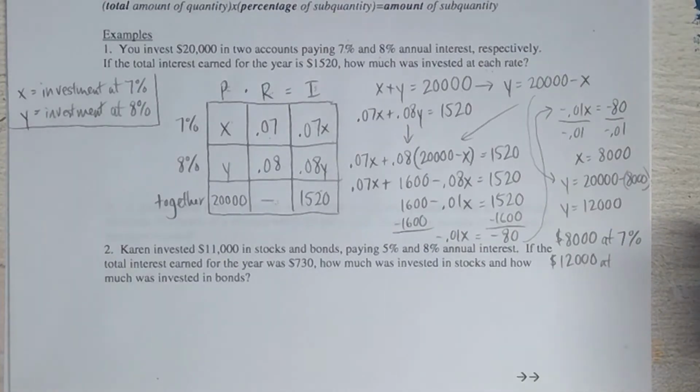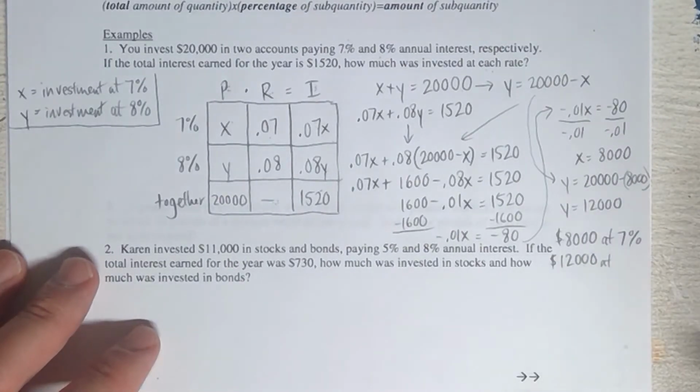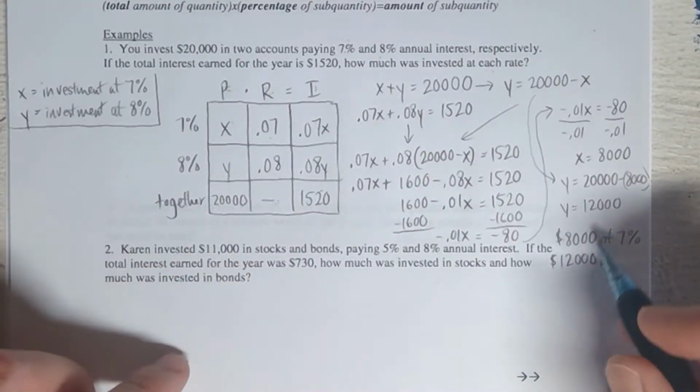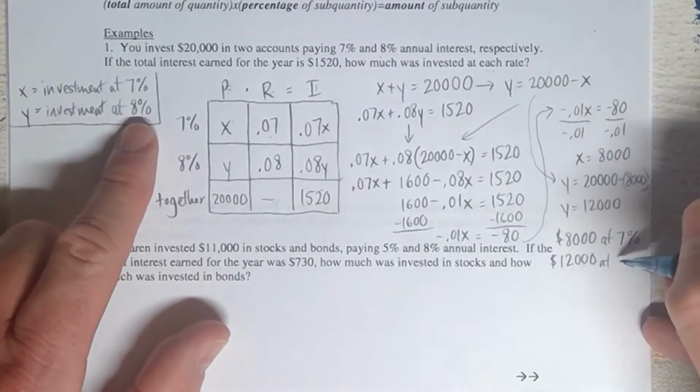You don't have to say all of that. You could just say $8,000 at 7%. I'll know what you mean. Okay, in the same way, 12,000, since that's Y, that is the investment at 8%. You could just say at 8% for short.